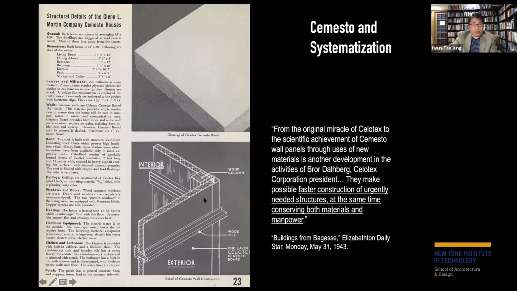So you can see here, they developed this interesting wood column and panel system, what they called a cotton wool system. Here the wall goes up, and it's very fast construction compared to the previous conventional construction method. You can see the inside is still bagasse, it's Celotex, and the exterior is Cemesto. So the product called Cemesto is cement and asbestos on the two sides, with insulation in the middle.